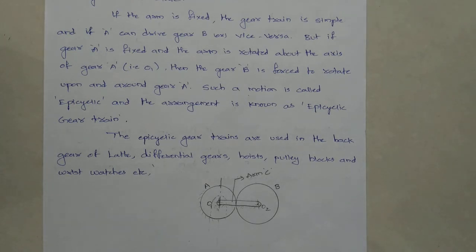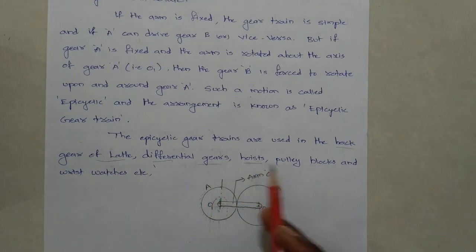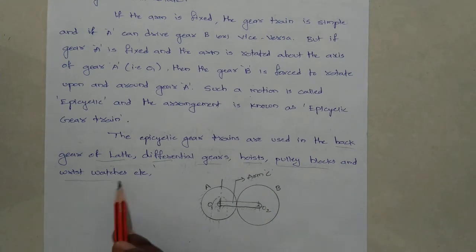Now the main application of epicyclic gear trains is that we can use them in the back gear of lathes, in differential gears, hoists, pulley blocks and wristwatches. So these are the applications: the back gear of lathe, differential gears, hoists, pulley blocks and wristwatches, right? Now in the exam you may get problems on this epicyclic gear train, so we are going to discuss some problems on this. Before that, look here.